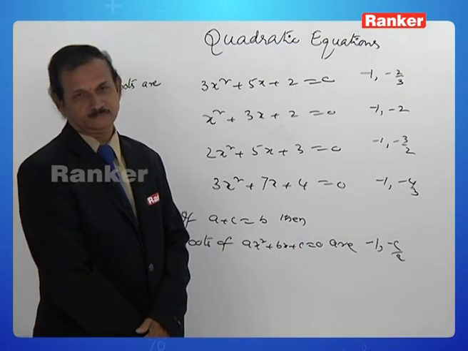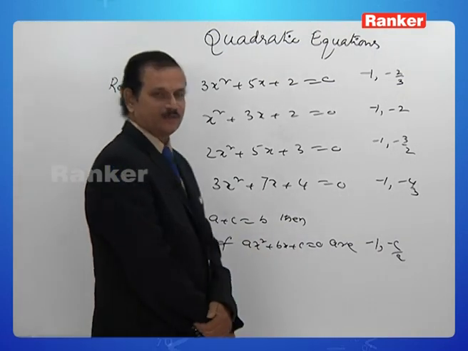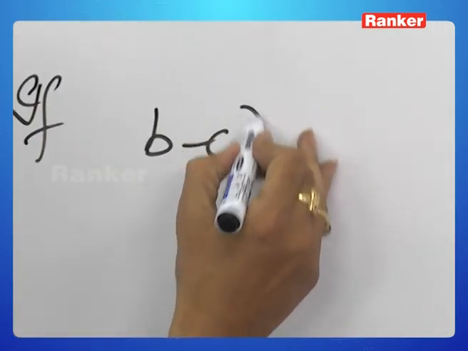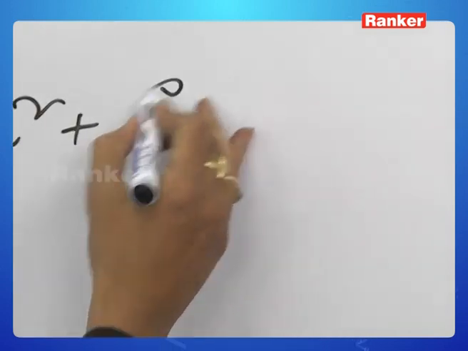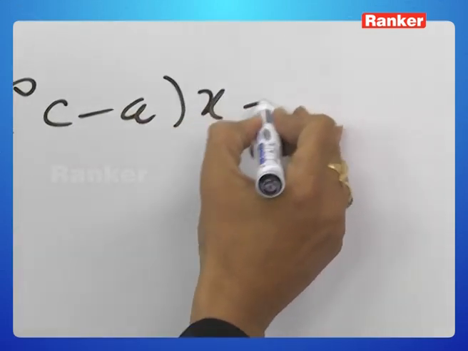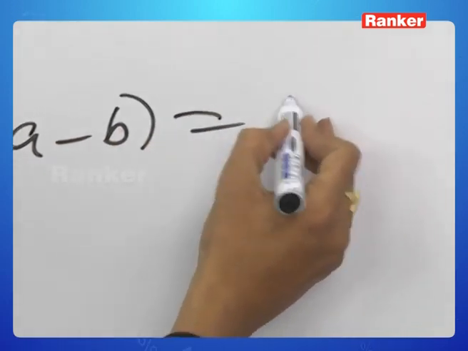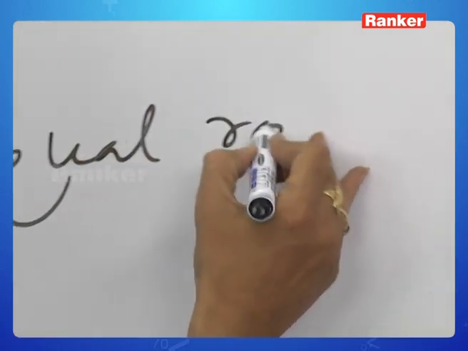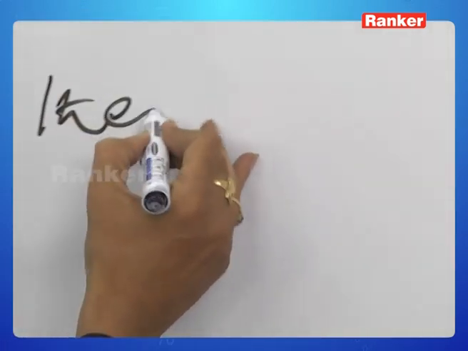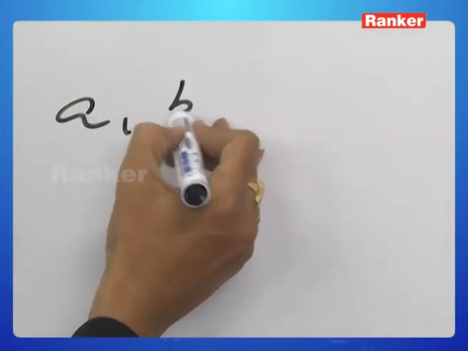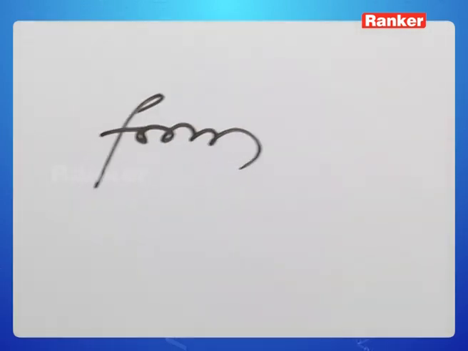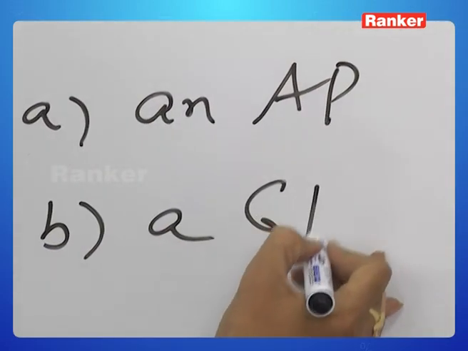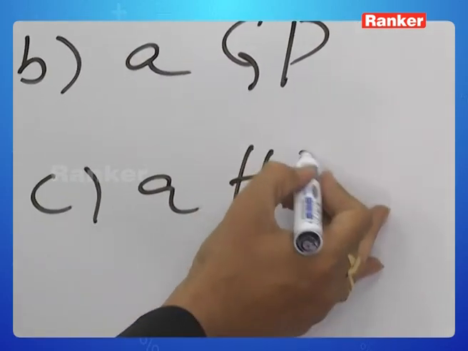These are the roots. This is another special equation. One more thing. If b minus c into x square plus c minus a into x plus a minus b is equal to 0 has equal roots, then a, b, c form: first option, an AP, a GP, an HP, an AGP.